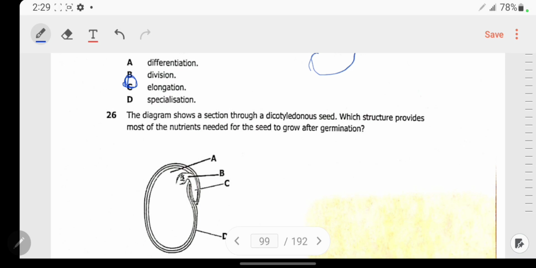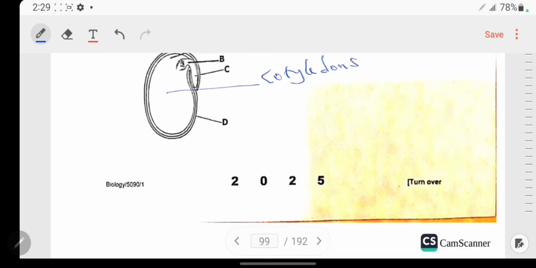So this is the testa, this one is the radicle, this one is the plumule. So the correct answer here is A. What is A? Since A is pointed inside, this one is what we call the cotyledons. The cotyledons store most of the energy. So A points inside, which will qualify to be our answer. So our answer there is A.